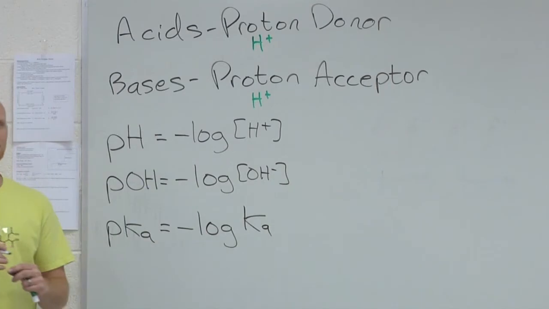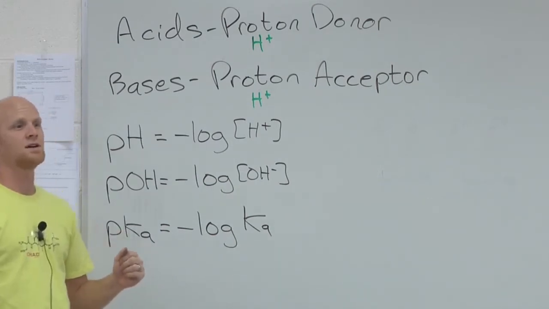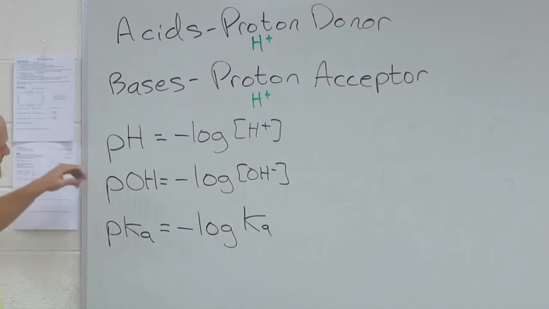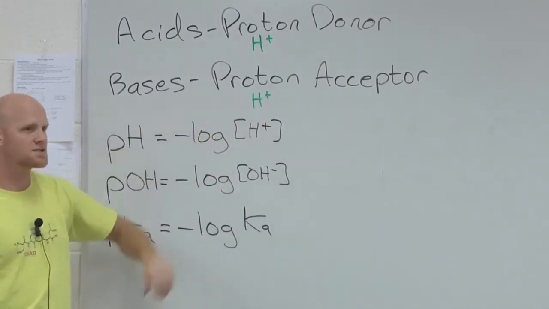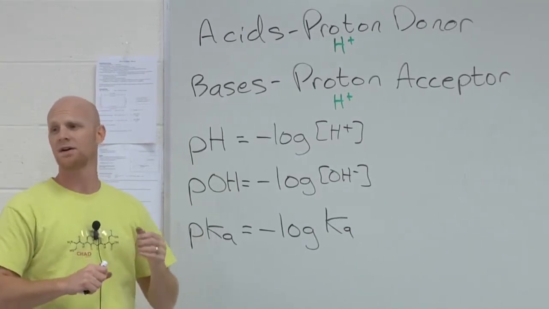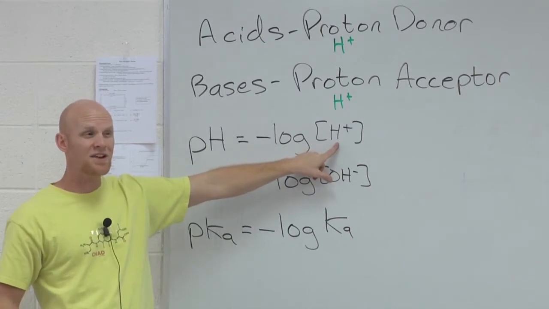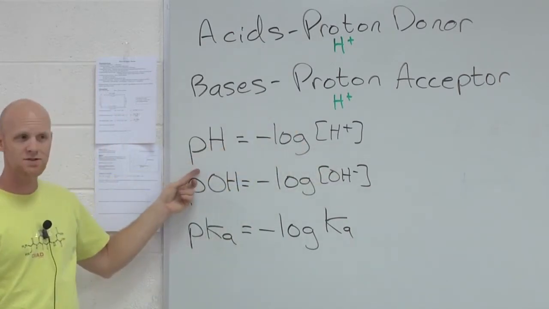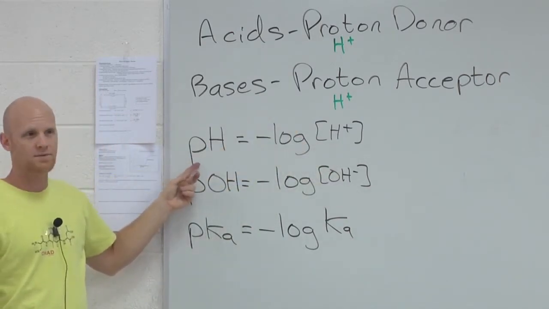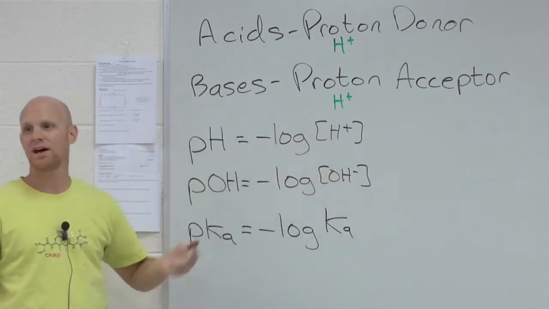So what does P mean? Negative log. So in this case, P of whatever you do is the negative log of something. P is a mathematical function here in this context. So pH is negative log of H plus. If I knew the H plus, let's say in pure water at 25 degrees Celsius, the H plus is 10 to the negative 7 molar. Okay, if the H plus in pure water is 10 to the negative 7 molar, then what's the pH? 7. Because the negative log of 10 to the negative 7 is 7. That's where that comes from.